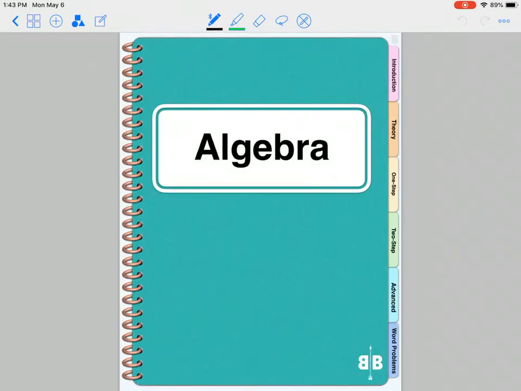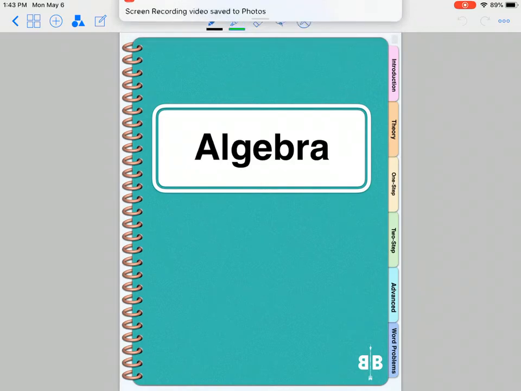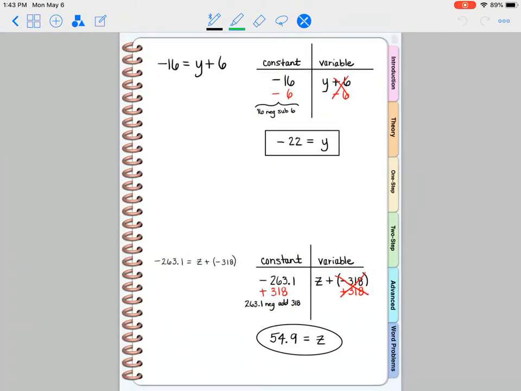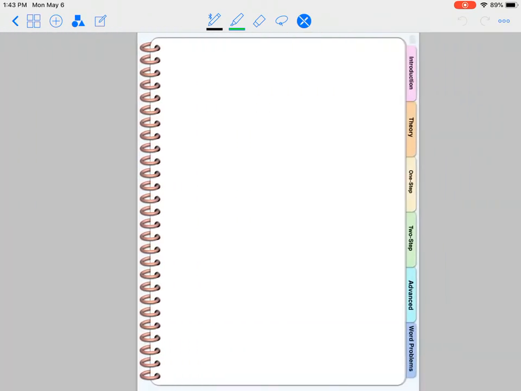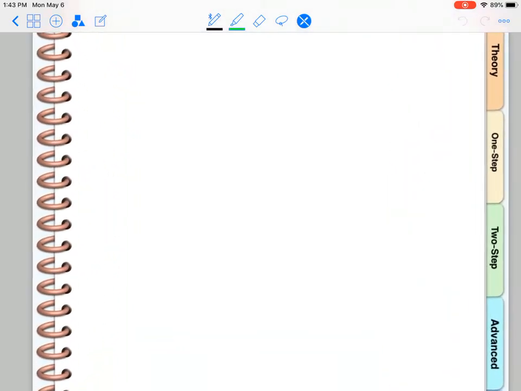Welcome back for the subtraction portion of one-step equations. So if you're in your algebra notebook, we need to go to the one-step tab, which is the yellow one, and scroll through the problems that you have already done. And now we're looking at some subtraction problems.